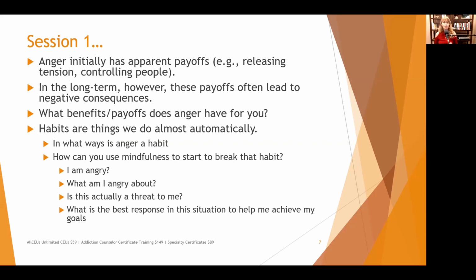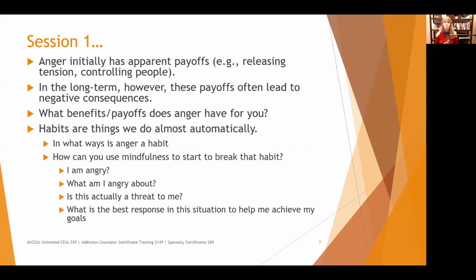The next thing to encourage people to consider is how anger might be a habit. Habits are things that we do almost automatically. So in what ways is anger a habit? If you get on social media, or if you're talking to a friend and they say something you don't like and you immediately get angry and you react with that anger with a whole litany of hostile thoughts and become aggressive in your behaviors, because in the past when you've done that, then they've either acquiesced or come to see it your way, or you've won somehow.